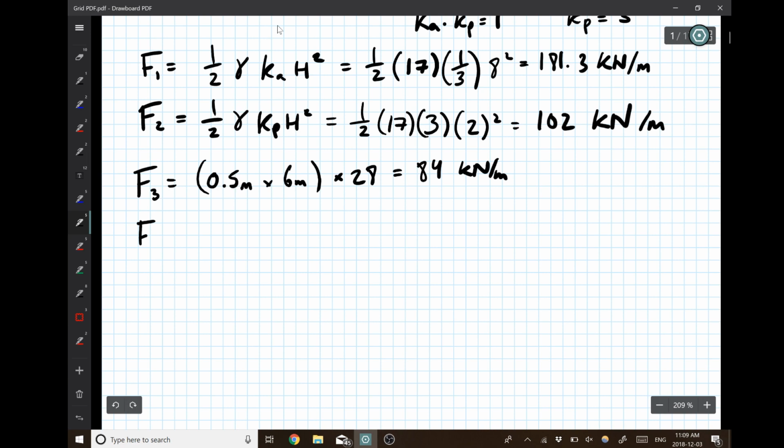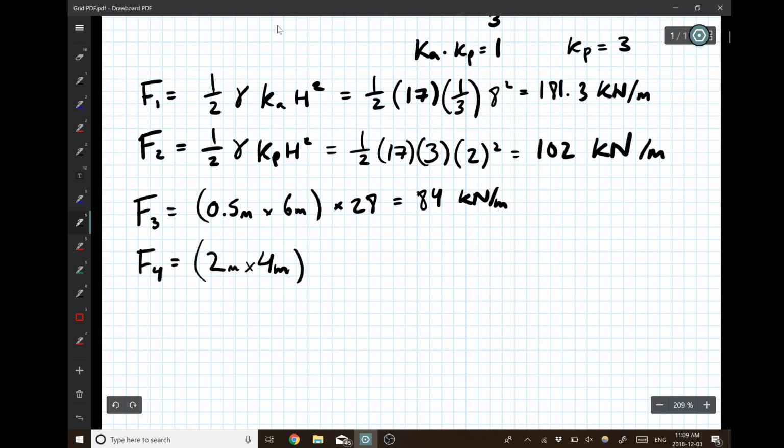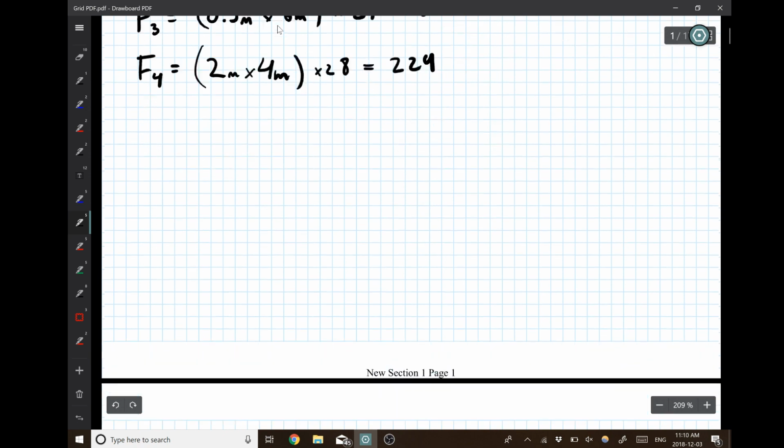For F4, similar, 2 meters times 4 meters, because this height is 2 and this length is 4. And then we multiply that by the unit weight of concrete, which gives us 224.